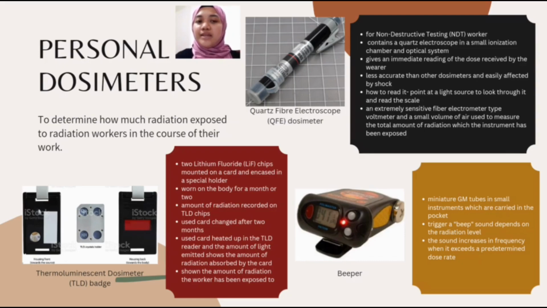It gives an immediate reading of the dose received by the wearer, but it is less accurate than other dosimeters and easily affected by shock. How to read a QFE dosimeter? Point at a light source to look through it and read the scale. An extremely sensitive fiber electrometer type voltmeter and a small volume of air is used to measure the total amount of radiation to which the instrument has been exposed.